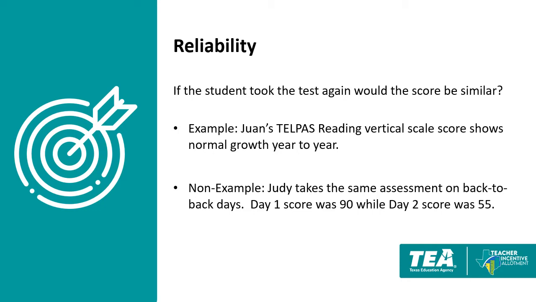Looking at the example of a reliable assessment, we can see that Juan's TELPAS scale score is showing he has normal or expected growth from year to year. There is no dip in his performance and he's meeting expectations. Based on this, we would assume that the test is reliable. Looking at the non-example, we see that Judy ends up taking the exact test twice and scoring vastly different scores. Perhaps this was a fluke, but it's likely that this test would be considered unreliable since she should score pretty close to what she did before. We will discuss how to increase reliability in your assessment system as we proceed through this presentation.